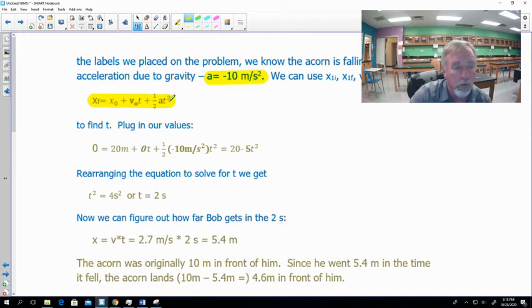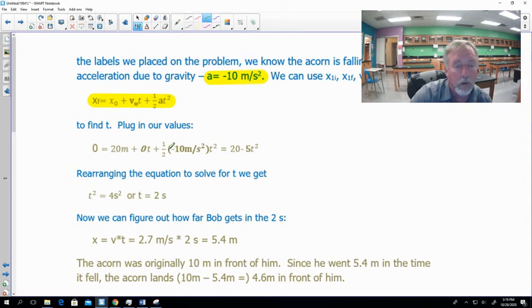Well, absolutely we do. We know XF, which is 0, the acorn hit the ground. We know X0, the acorn was 20 meters above the ground when it was dropped. We know V0, it was dropped, it wasn't thrown. We know 1/2, we know A due to gravity is negative 10. Right, so we can just plug in our numbers. What's this going to give us?